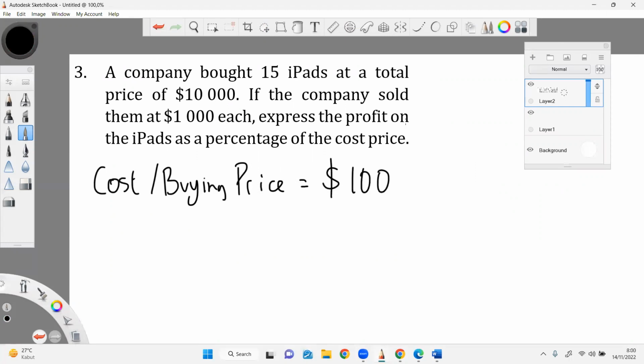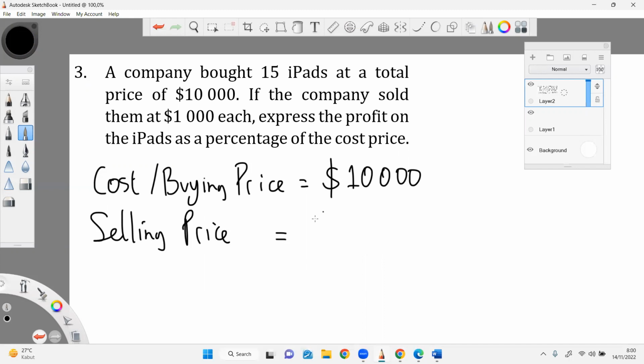In Indonesia, they say borong, buying 15 iPads directly, okay? And they sell them one by one, 1,000 each. So what is the selling price? Anyone can answer? How many dollars? 15,000. 15,000, right? I just put the formula. So $15,000 can be their omzet. Omzet means the total income.